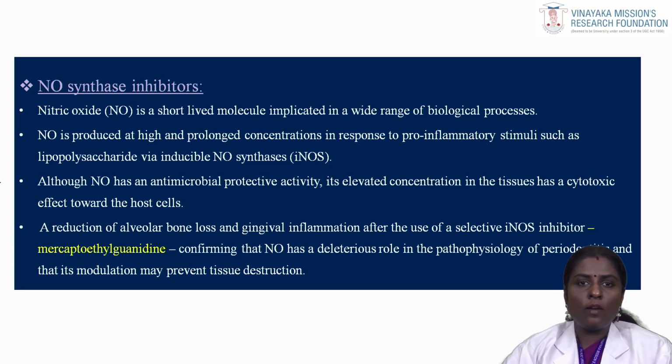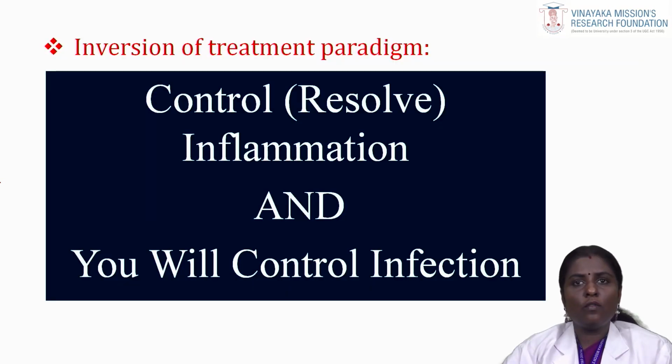A reduction of alveolar bone loss and gingival inflammation was seen after the use of a selective iNOS inhibitor, mercaptoethylguanidine, confirming that nitric oxide has a deleterious role in the pathophysiology of periodontitis and that its modulation may prevent tissue destruction. So, now we have the inversion of the treatment paradigm, that is, we resolve the inflammation and you will control the infection. This is the recent concept.